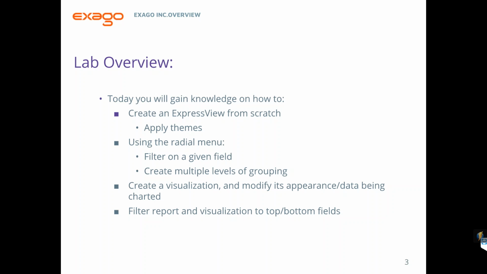On today's lab, we're going to gain knowledge on how to create an ExpressView from scratch. We're going to learn how to apply themes to that ExpressView, both the tabular report and the chart. Then using the Radial menu, we're going to learn how to filter on a given field and create multiple levels of grouping. We're going to create a visualization and then modify its appearance, as I mentioned, apply a theme. We're also going to modify the data being charted for that visualization, and we're going to filter the report and visualization to top and bottom fields.